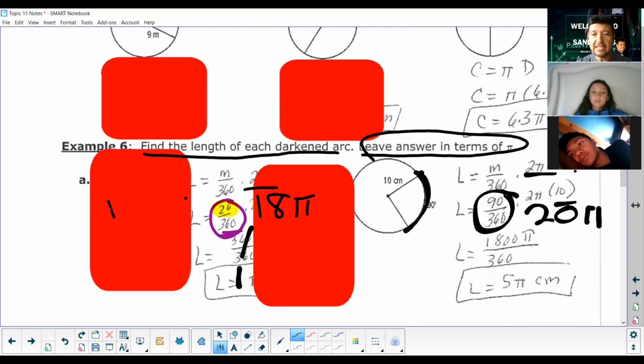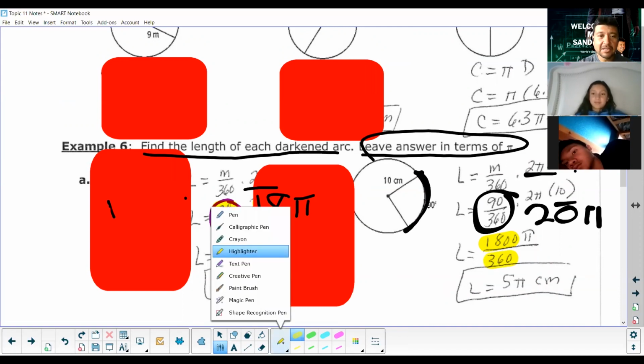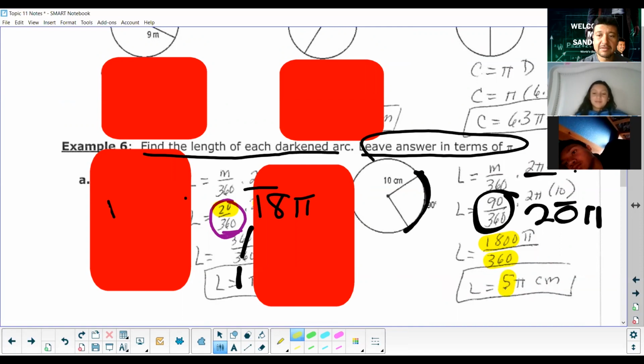So Celeste, what's 90 times 20? 90 times 20 is 1,800, right? And then Marcus, what is 1,800 divided by 360? 5. 5, exactly. So this is how we get the result that the solution becomes 5 pi.